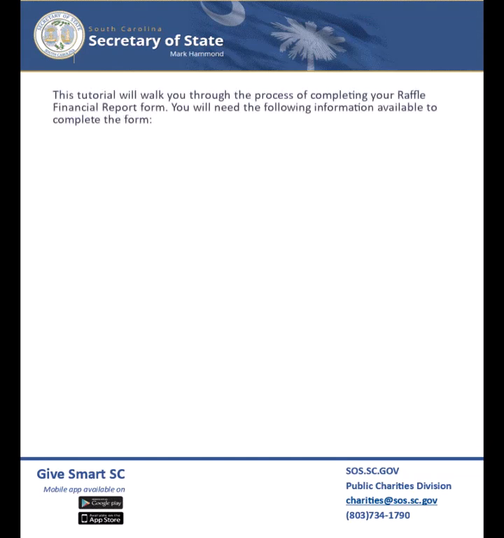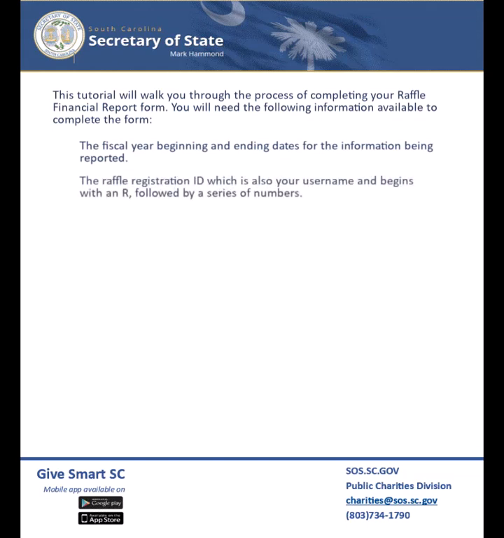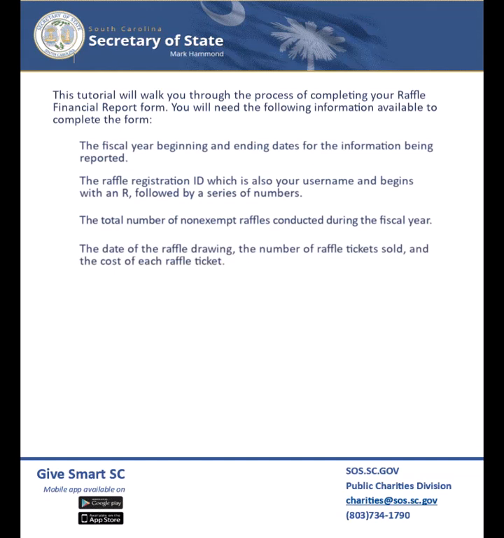This tutorial will walk you through the process of completing your Raffle financial report form. You will need the following information available to complete the form: the fiscal year beginning and ending dates for the information being reported, the Raffle registration ID, which is also your username and begins with an R followed by a series of numbers, the total number of non-exempt raffles conducted during the fiscal year, the date of the raffle drawing, the number of raffle tickets sold, and the cost of each raffle ticket.